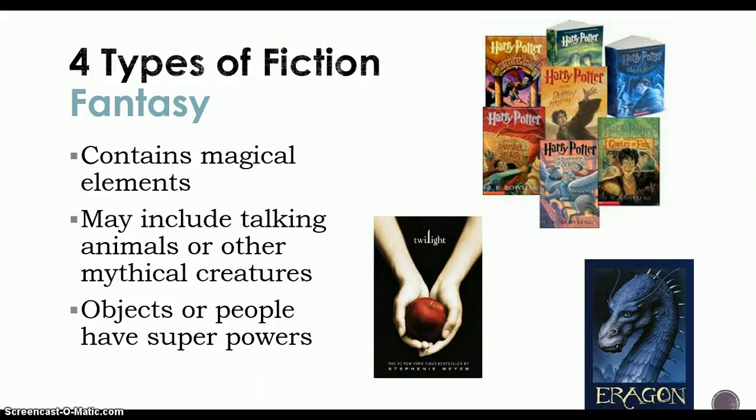Next, we have fantasy. Fantasy contains magical elements, may include talking animals or other mythical creatures, and objects or people have superpowers. These are books like Harry Potter, Twilight, Eragon, anything with ghosts or paranormal creatures.